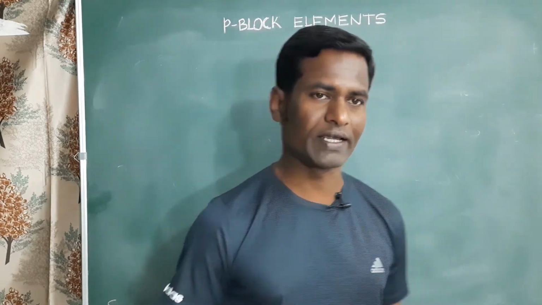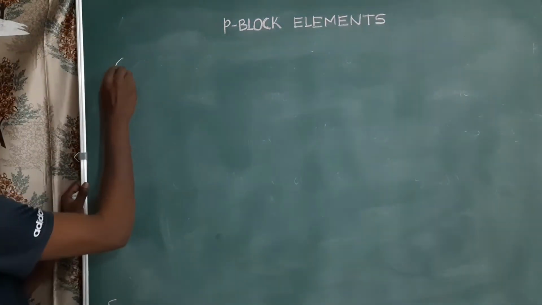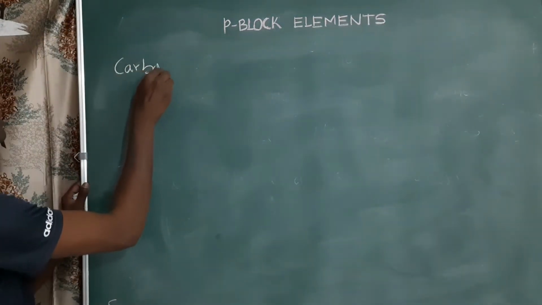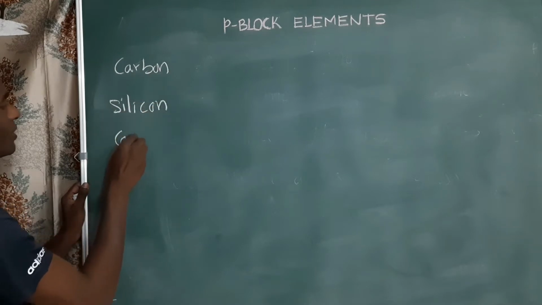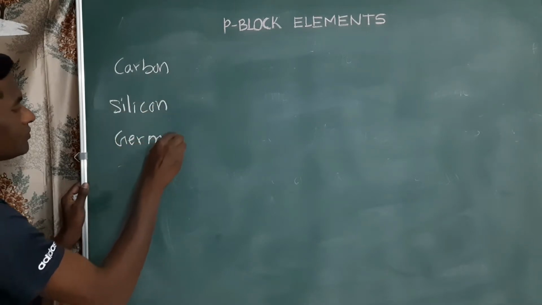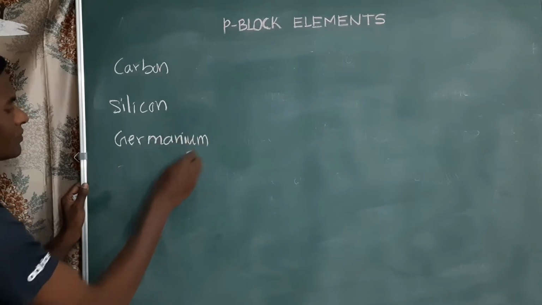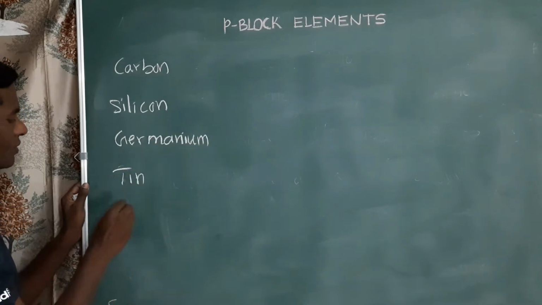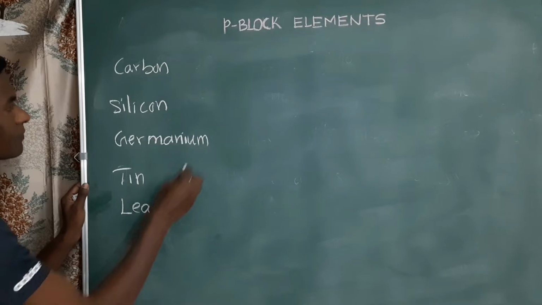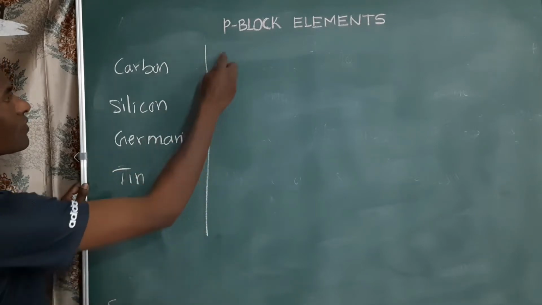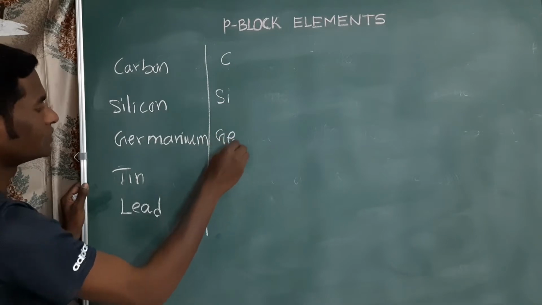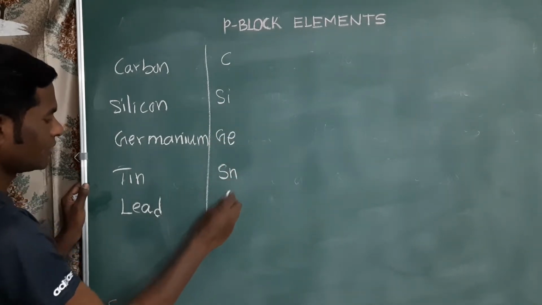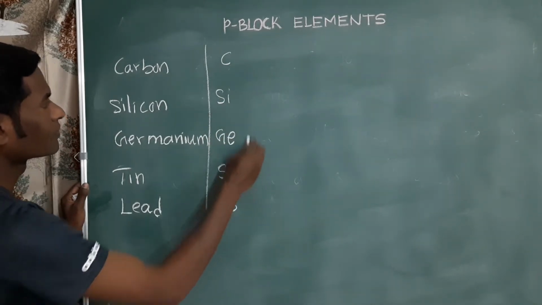Group 14 contains carbon, silicon, germanium, tin and lead. Symbol of carbon C, silicon Si, germanium Ge, tin Sn, lead Pb.